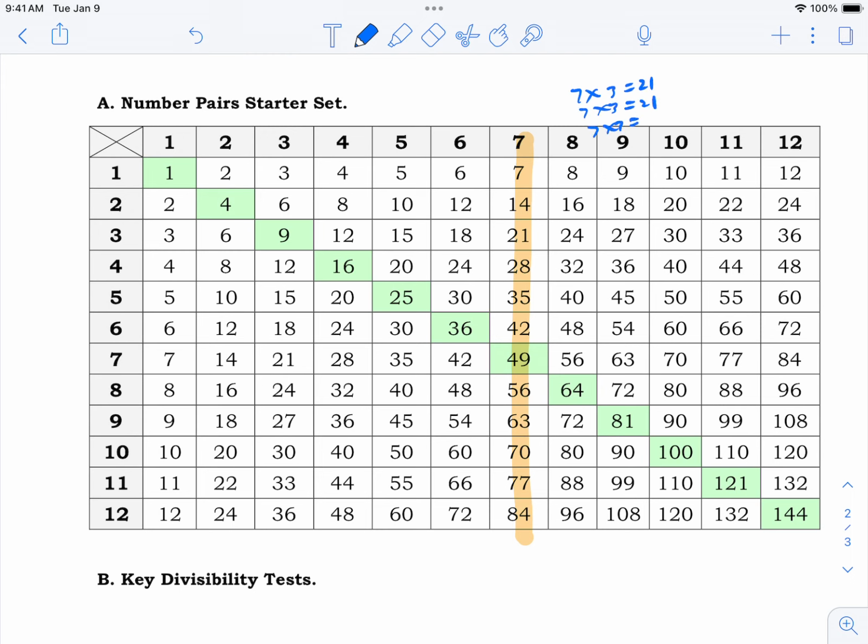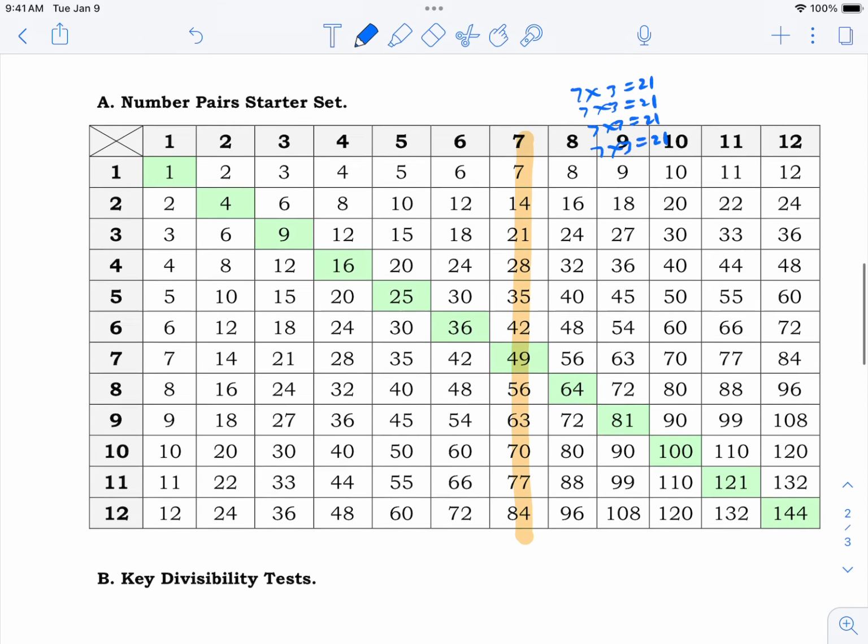7 times 3 is 21. 7 times 3 is 21. 7 times 3 is 21. See, repetition can help you remember a little.